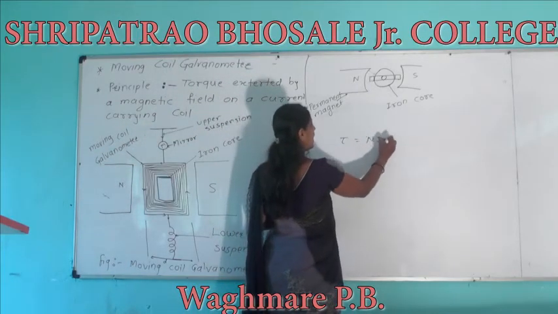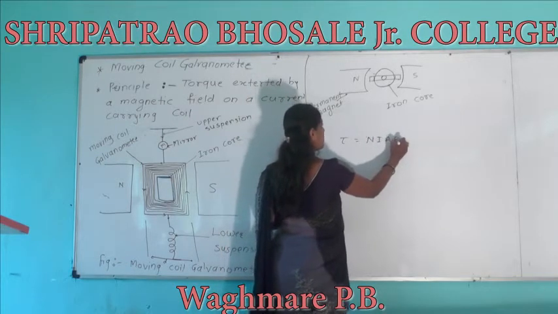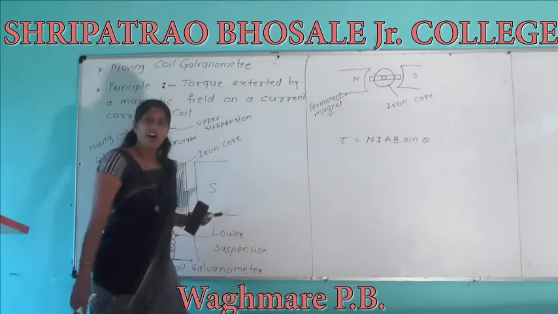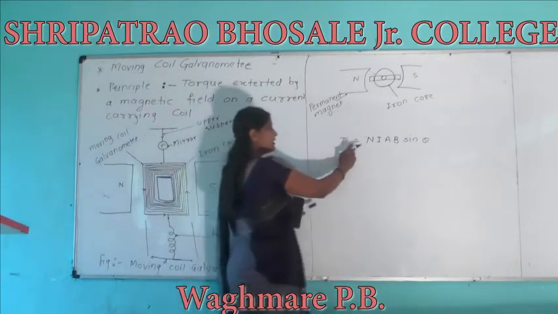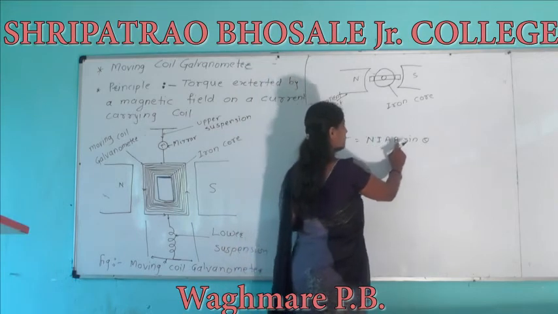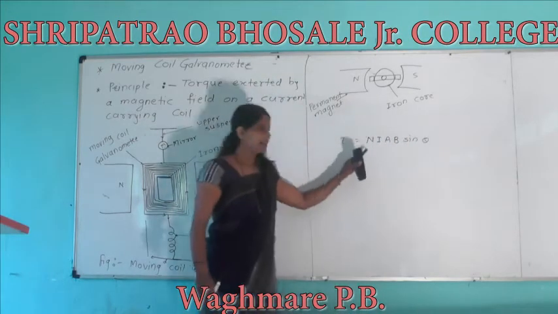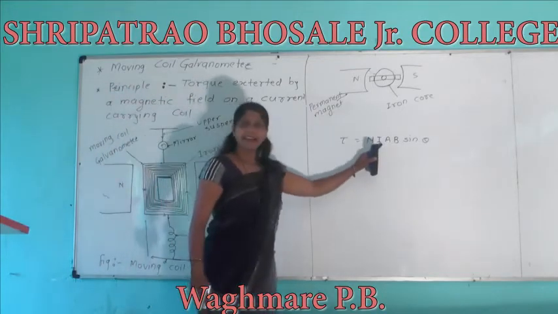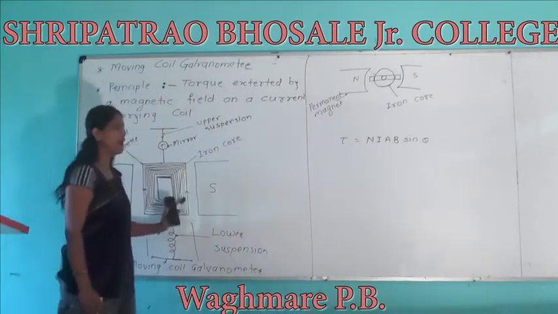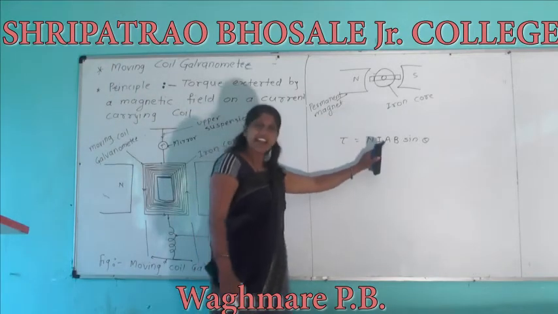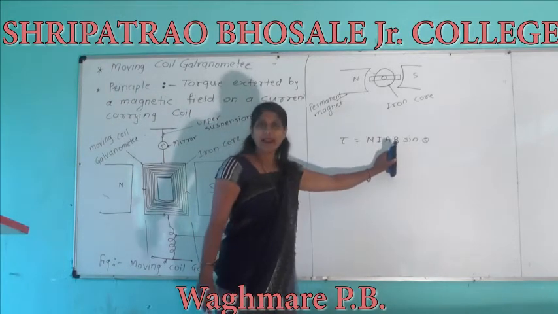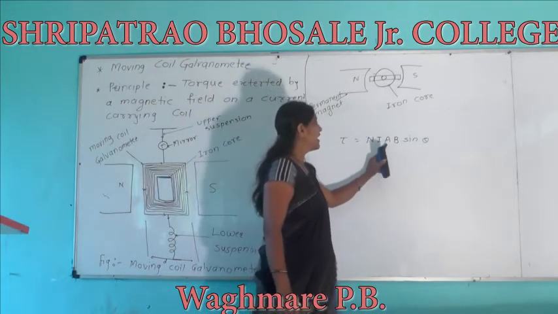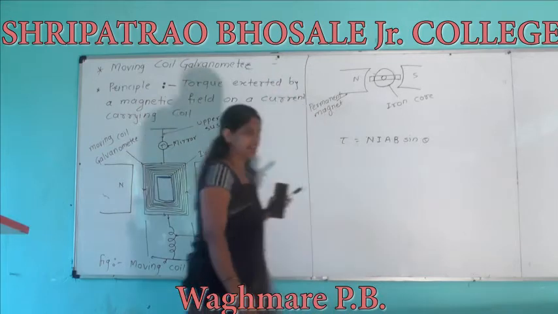N I A B sin theta. We have already discussed the torque is equal to N I A B sin theta. N is the number of turns given here, I is the current passing through this coil, A is the area of the coil, B is the magnetic field, and theta is the angle between the area vector and the magnetic field.